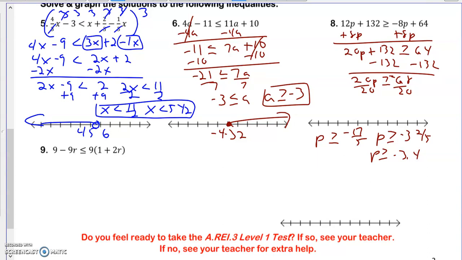So I'm going to put it on here. I'm going to have a negative 2, a negative 3, a negative 4. It's going to be between them, so it's right around here. It's going to be a closed dot, and it's going to go to my right.